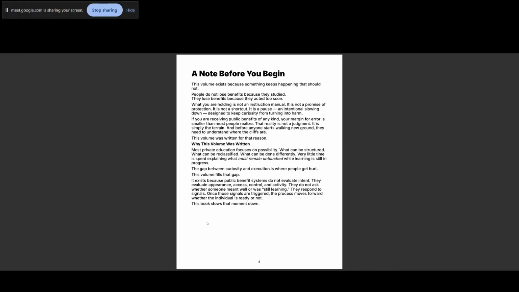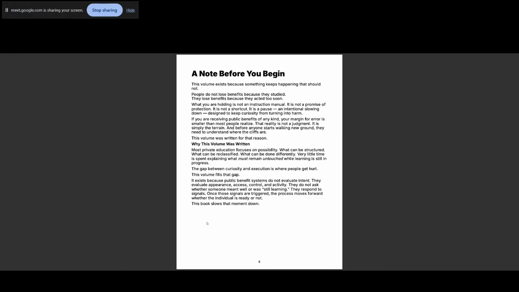Why this volume was written. Most private education focuses on possibility. What can be structured? What can be reclassified? What can be done differently? Very little time is spent explaining what must remain untouched while learning is still in progress. The gap between curiosity and execution is where people get hurt. This volume fills that gap.